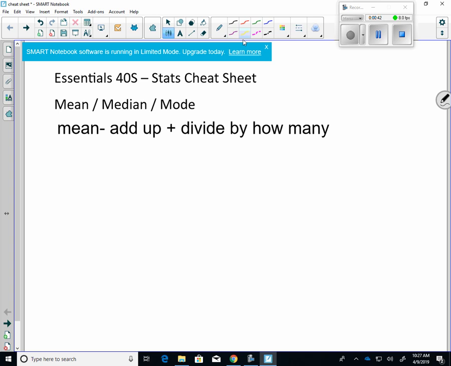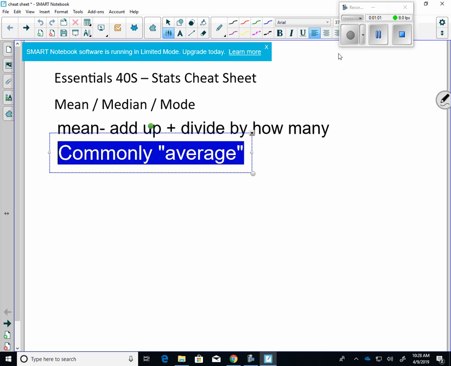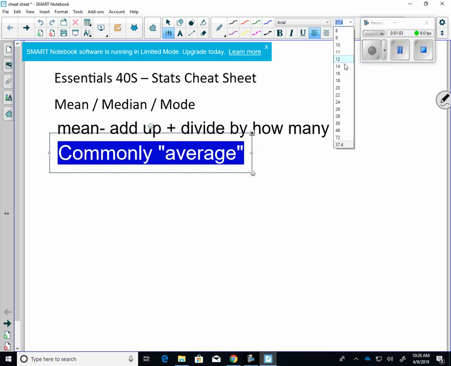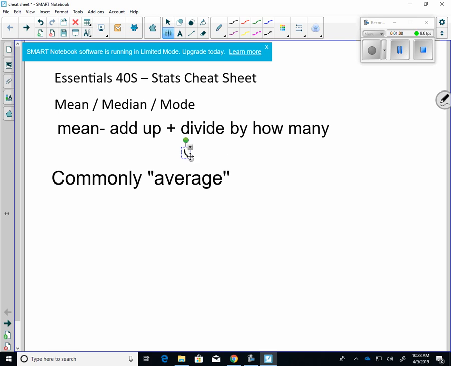Commonly called the average, right? That's what you guys call average. Oh, the handwriting is unbelievable, how well it notices or figures that out. I'm just shocked. It's amazing. Commonly called average.